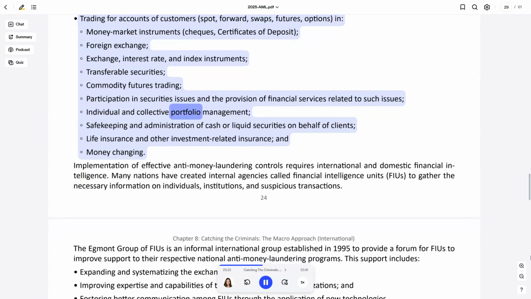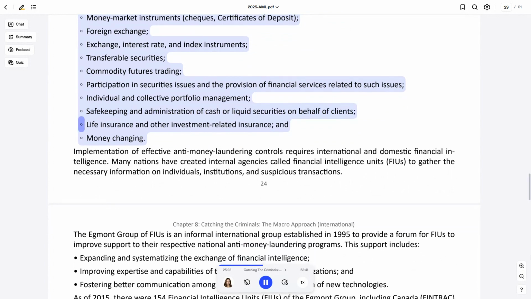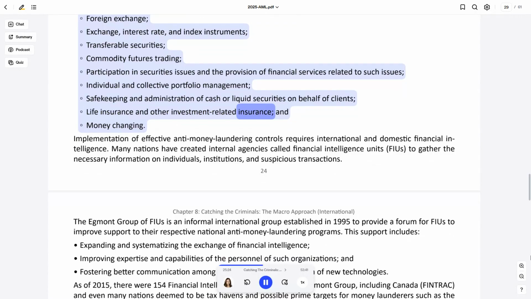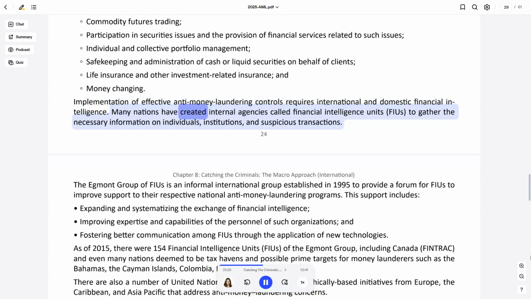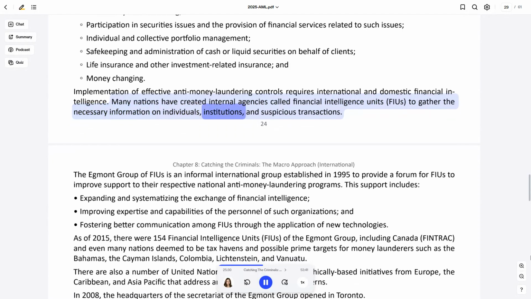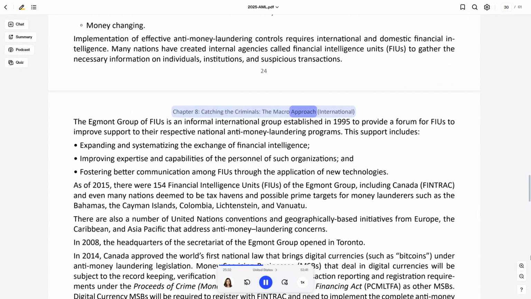Individual and collective portfolio management, safekeeping, and administration of cash or liquid securities on behalf of clients, life insurance and other investment-related insurance, and money changing. Implementation of effective anti-money laundering controls requires international and domestic financial intelligence. Many nations have created internal agencies called Financial Intelligence Units, FIUs, to gather the necessary information on individuals, institutions, and suspicious transactions.